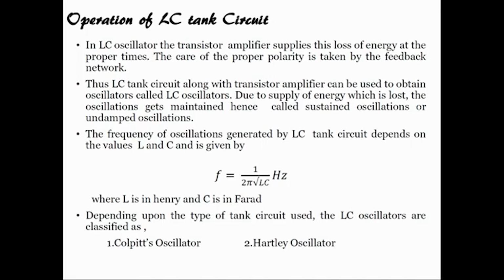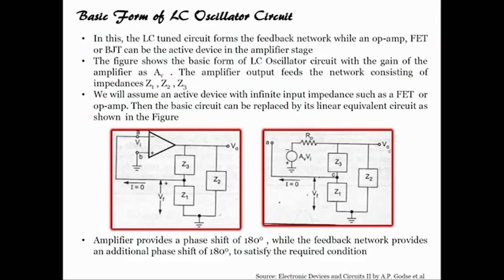Here the frequency of oscillation generated by LC is given by f equals 1 by 2 pi root LC, where L is in Henry and C is in Farad. Depending on the type of tank circuit, the LC oscillators are classified into two categories. One is called the Colpitts oscillator, another one is called the Hartley oscillator. Now, the LC circuit forms a feedback network, while an op amp, FET or BJT can be the active device.